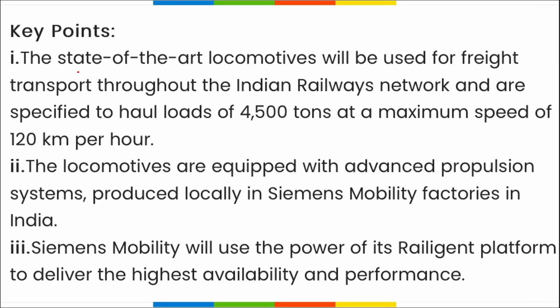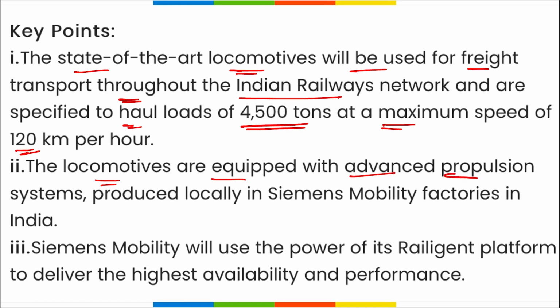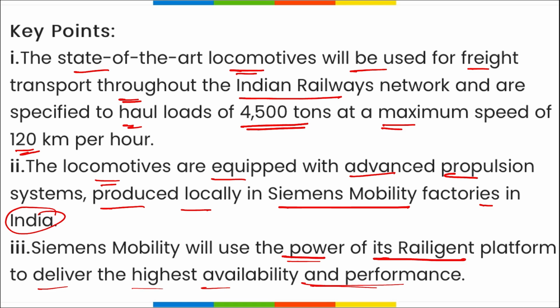Next, remember, the state-of-the-art locomotives will be used for freight transport throughout the Indian Railways network and are specified to haul loads of around 4,500 tons at a maximum speed of 120 km per hour. These locomotives are equipped with an advanced propulsion system produced locally in Siemens Mobility factories in India, and will use the power of a railjet platform to deliver the highest availability and performance.